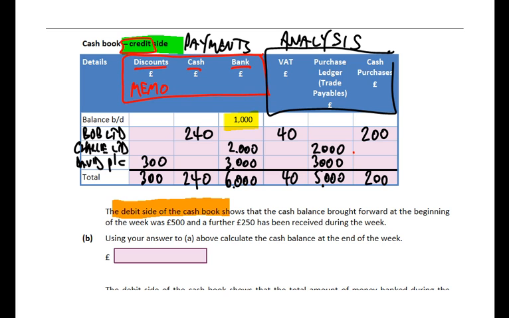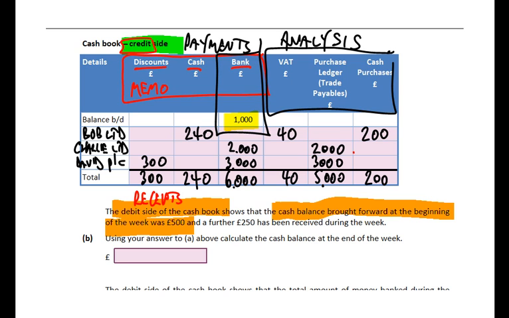Now remember, the debit side of the cash book will be showing receipts and positive balances, because remember, debits are assets, aren't they? So if I've got a debit side balance, and in fact we're told that the cash balance brought forward at the beginning of the week was £500, because remember, we saw that the bank account had a brought forward credit balance, we were overdrawn on the bank, but you can see we didn't have a brought down balance on the credit side of the cash account. We've actually got a brought down balance on the cash account on the debit side. We have got a positive amount of cash. We've got £500 sitting in the form of physical cash.